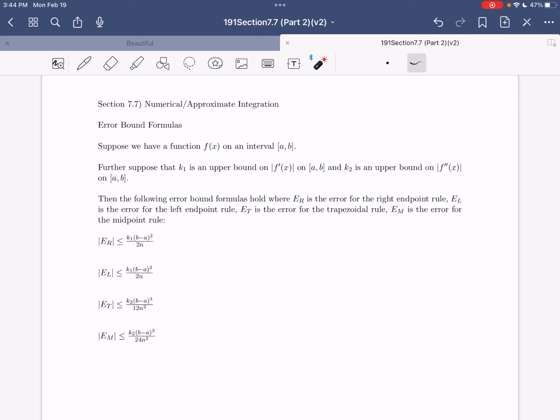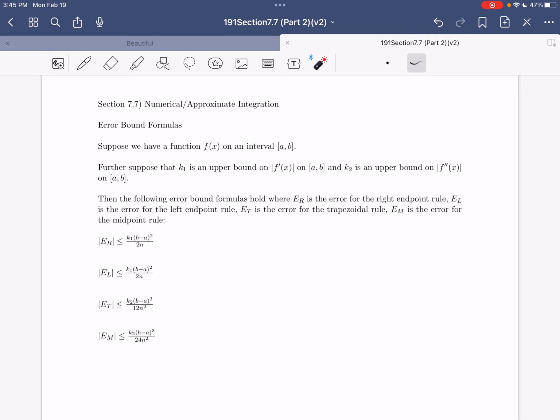You'll notice, first of all, that the error bound for the right endpoint and the left endpoint rules are the same. It is k1 times (b minus a) squared over 2n. For the trapezoidal rule, it's k2, remember that's the bound on the second derivative, times (b minus a) cubed over 12n squared. And for the midpoint rule, it's k2 times (b minus a) cubed over 24n squared.